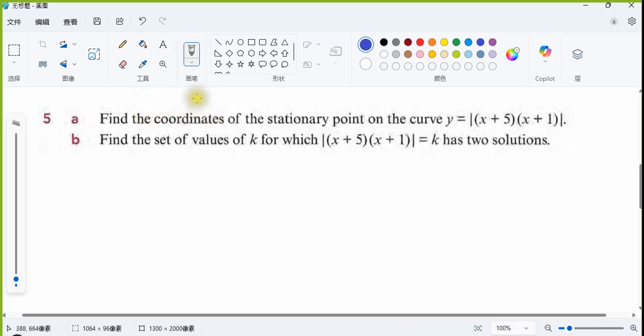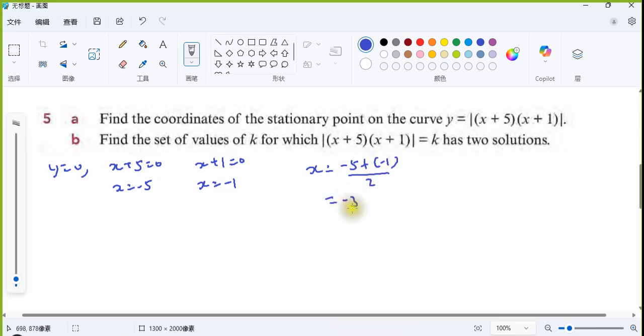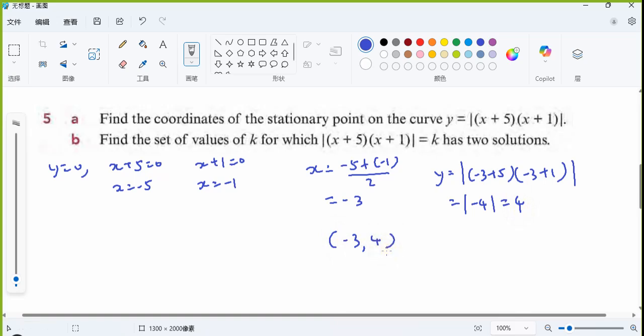Question number 5, find the coordinate of the stationary point. So when y equals 0, x plus 5 equals 0, x equals negative 5; x plus 1 equals 0, x equals negative 1. The axis of symmetry will be negative 5 plus negative 1 over 2, which is negative 3. So when x is negative 3, we will have negative 2 times 2, negative 4, and then the modulus of negative 4 is 4. So the stationary point is (negative 3, 4).